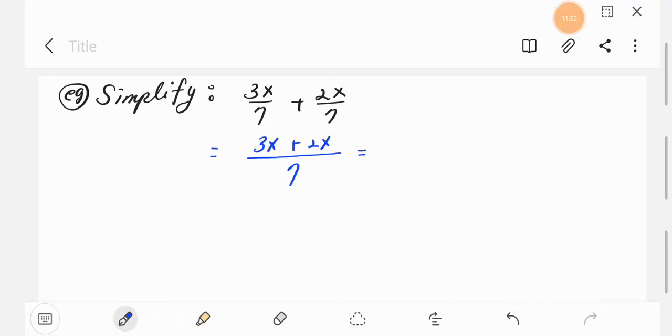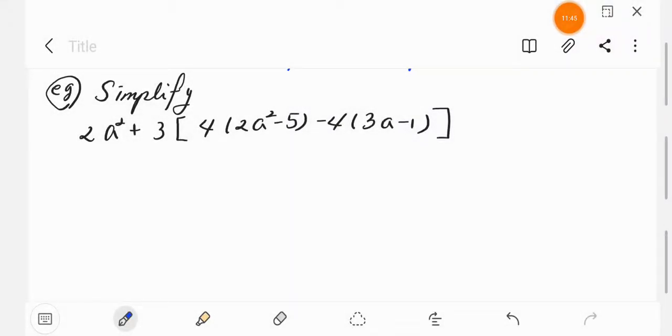And then let's look at the numerator. The numerator has two terms, 3x and 2x. Are they like terms? Yes. So what we do is add up the coefficients. So that will be 5x over 7. That's it. Simple.